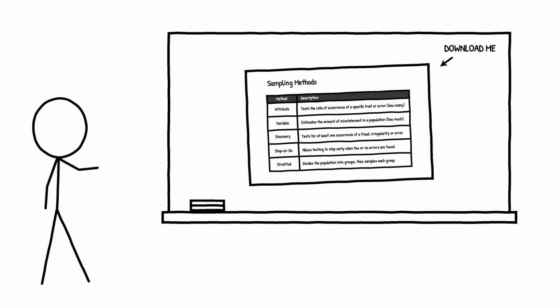Over the next few videos, we will look at other types of sampling, so I recommend that you download the sampling methods comparison sheet to help you understand their differences.